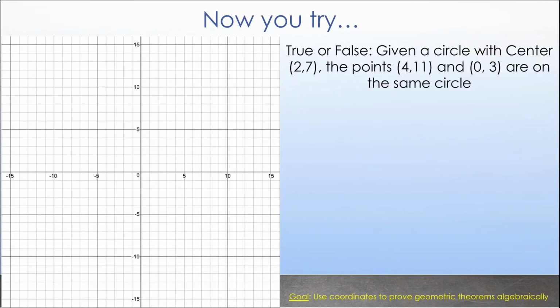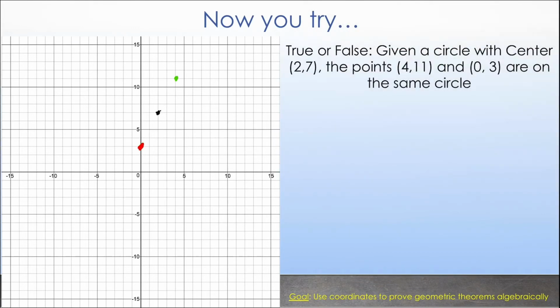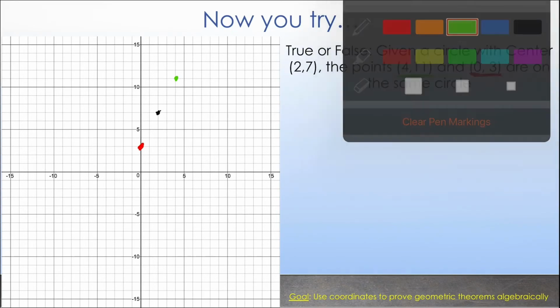Okay. All right, so now you try. True or false, given a circle with center of 2, 7. So there's my center. And then I have the points 4, 11 and 0, 3. Are those on the same circle? So we said 4, 11 was green and 0, 3 was the red.